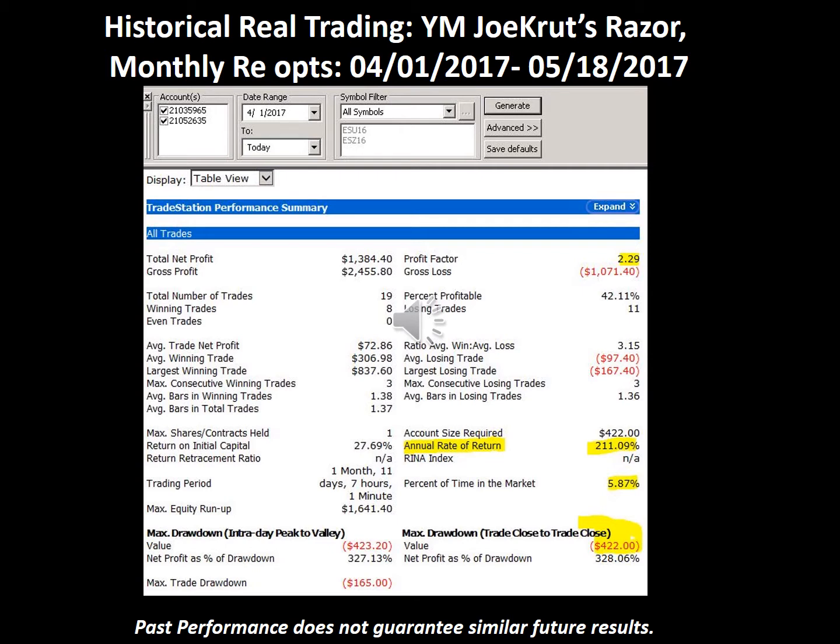This shows 1 month and 11 days we've been trading the Razor. It's up $1,384 in real time after slippage and commission. There have been 19 trades in that period, 42% correct. Annual rate of return is over 200%. It's only in the market less than 6% of the time, and the drawdown has been less than $450.